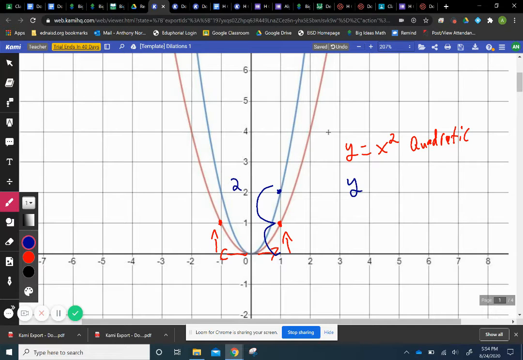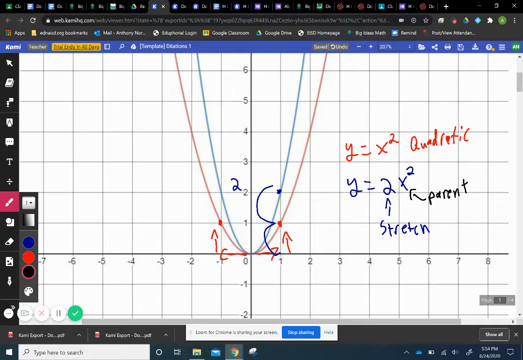So to write this equation, we have y equals 2, because it's a stretch. It goes in front. And then we're going to have our x squared, because it's our parent function. We didn't move left or right, so this is what we have.